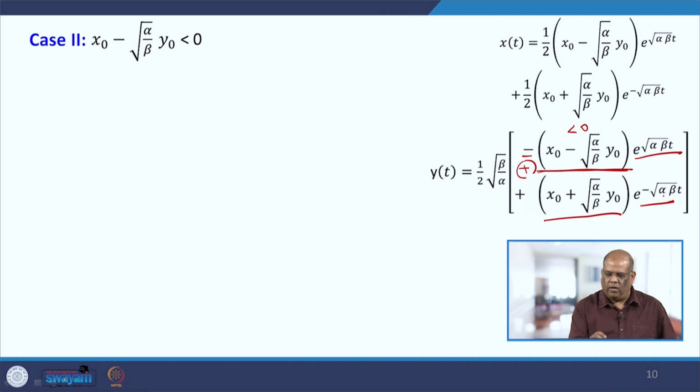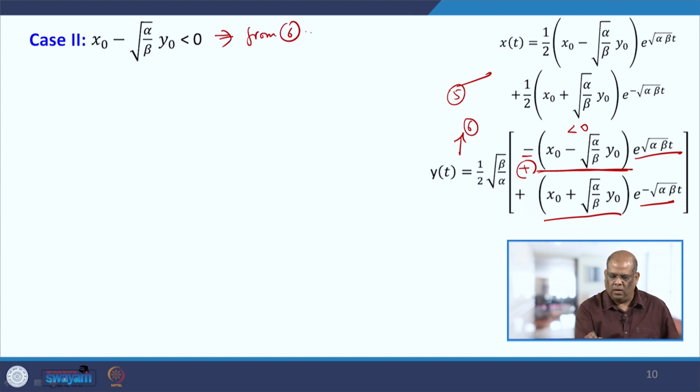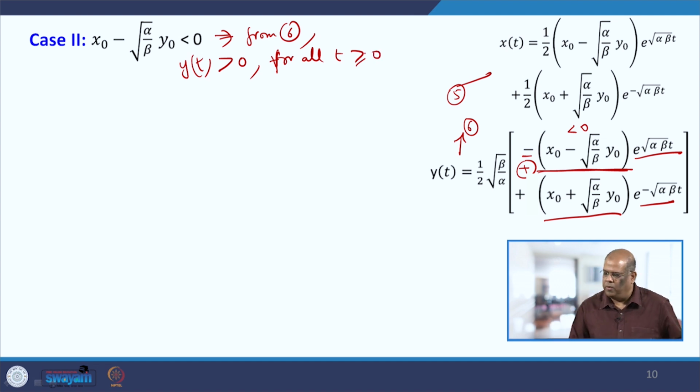So, in this particular case, if we write this as 5 and this as 6, so from 6, yt is always greater than 0 for all t greater or equal to 0. Again, you can check, if you put t equal to 0, you are getting a finite value of this quantity, which will be y0. So, now with the same logic, let us come to xt.